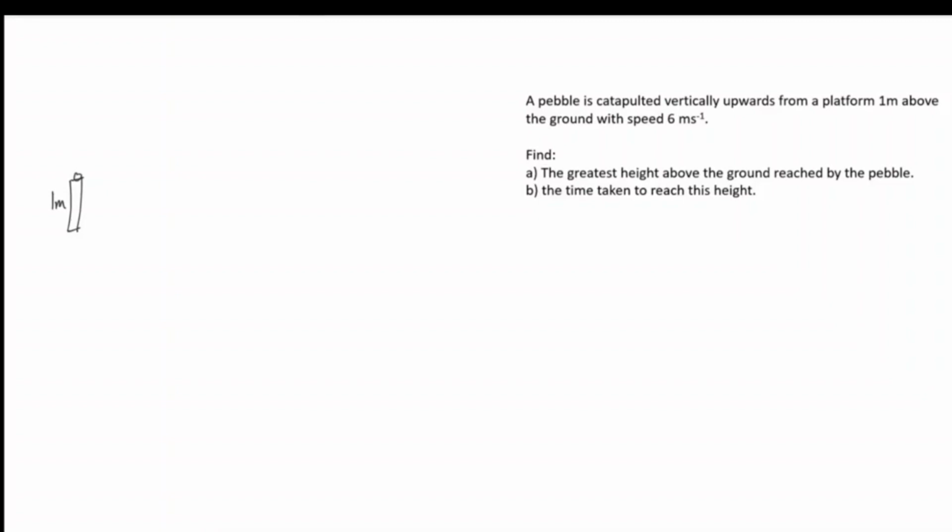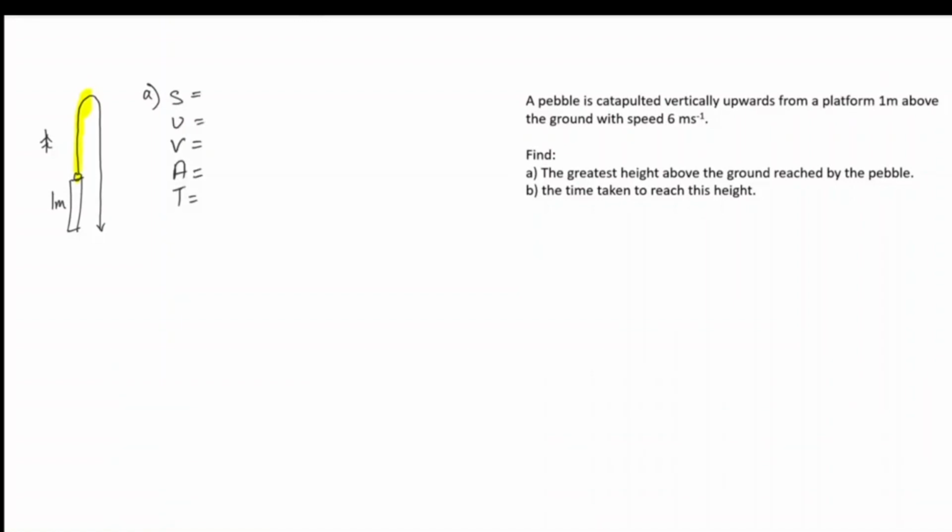I'm always going to draw that platform to let us know it was 1 meter off the ground to begin with. Here's the pebble, and here's the flight path that it's going to take. Since we're looking for the greatest height above the ground, we're only interested in part of this journey. We're interested in the journey from its projection up until its highest point here. And there's something specific and particular that we always know about this top part of the journey.